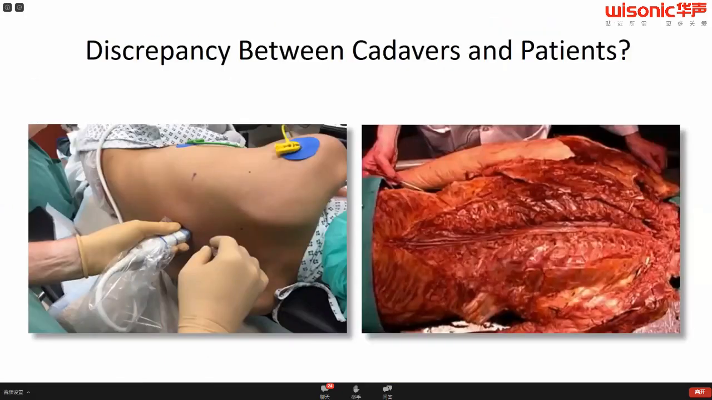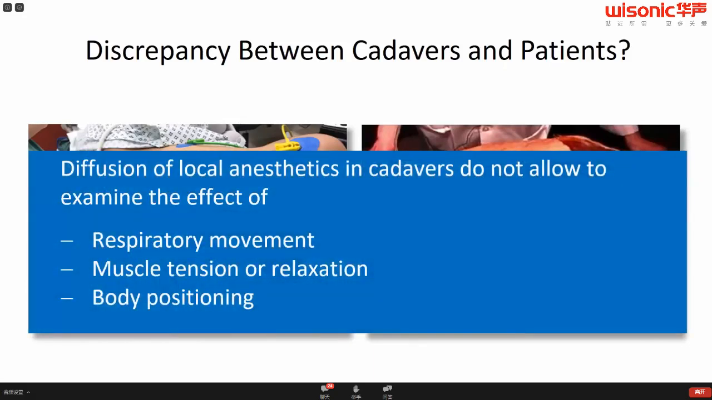The discrepancy between patients and cadavers is partly based on the fact that the diffusion of local anesthetics in cadavers does not allow us to examine the effect of respiratory movement or muscle tension or relaxation, and body positioning, if we do a block in the lateral position, the prone position, or in the sitting position.